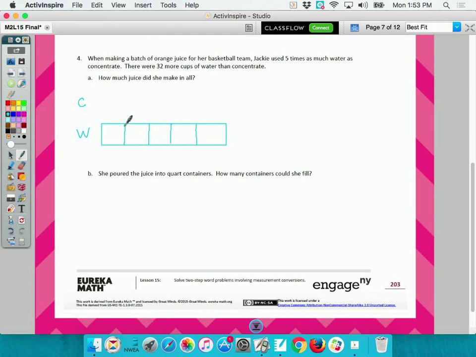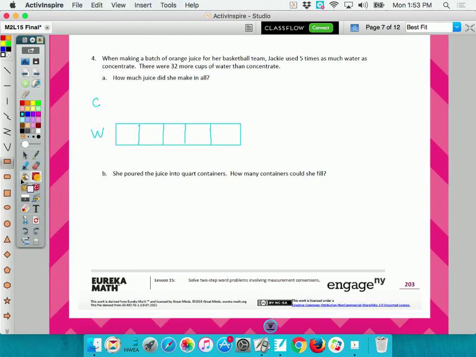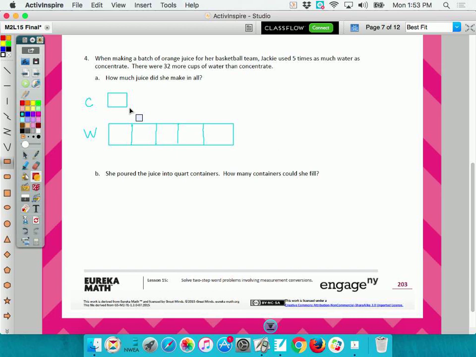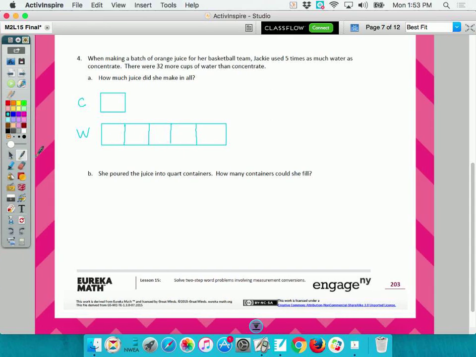And then what else do we know about the water? Why did I make the concentrate only the size of one of those? Because it's 5 times more. Good. Like Thomas said, 5 to 1, or 1 to 5. Okay, well thank you for doing that.